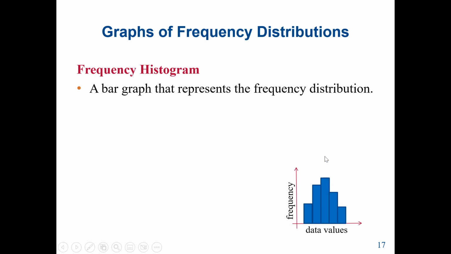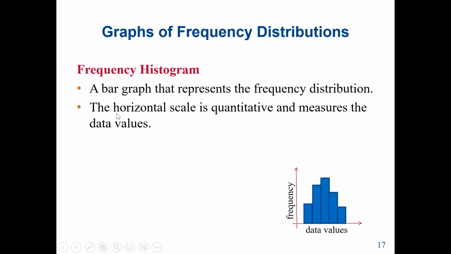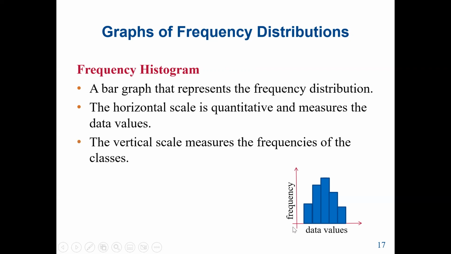So remember, if we have 6 classes, then we are going to have 6 bars. If it's 7 classes, we are going to have 7 bars. So the horizontal scale is always quantitative and measures the data values. So that's the data values, which are the class intervals. And the vertical again will be the frequency. So the vertical scale measures the frequencies of the classes.